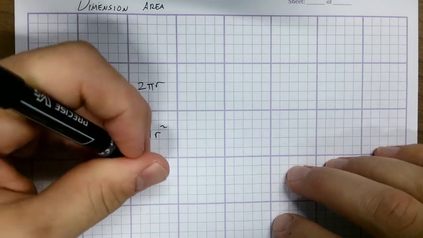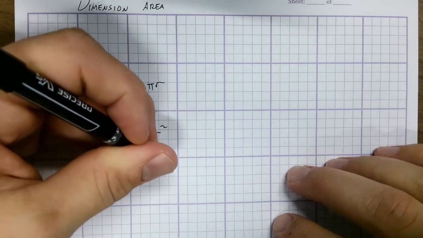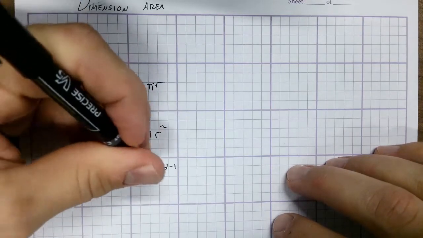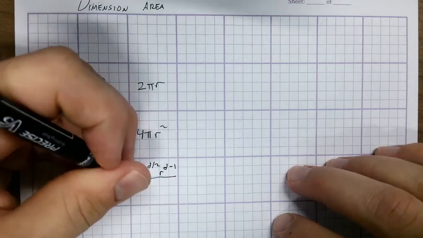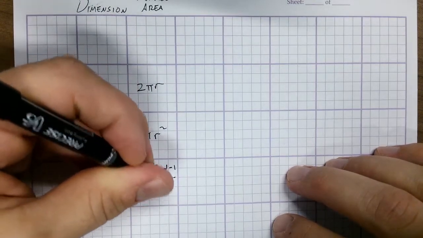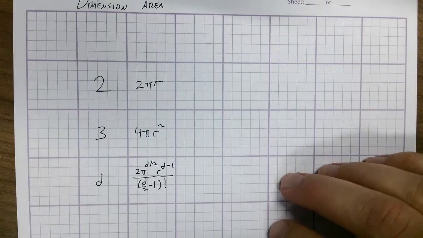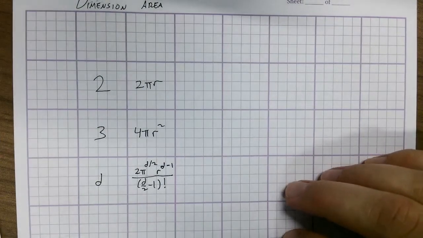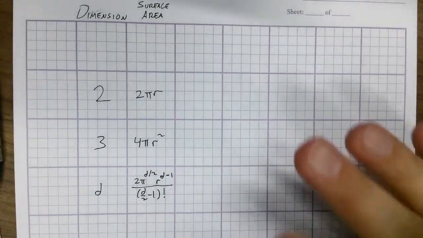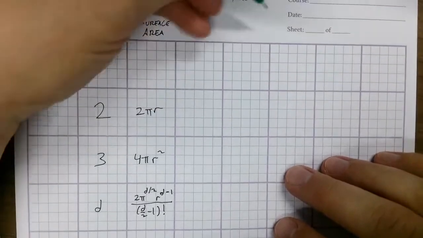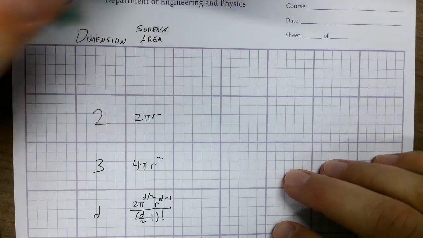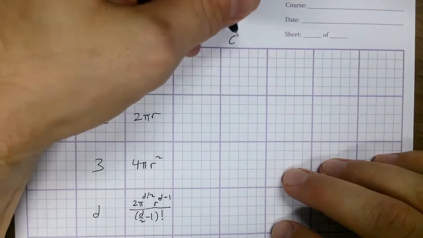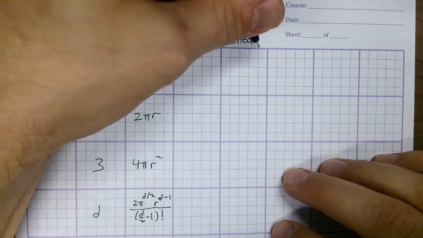The answer turns out to be 2 pi to the d over 2 power times r to the d minus 1, over d over 2 minus 1 factorial. I think it's pretty obvious if you're just going to look at it. Well, okay, we don't trust anybody, so let's check how well this works out. Let's check our results.